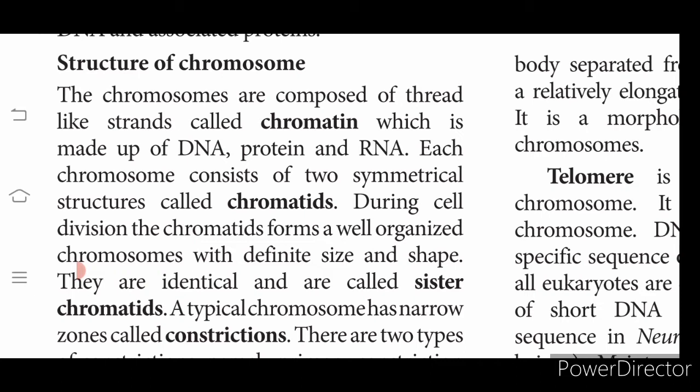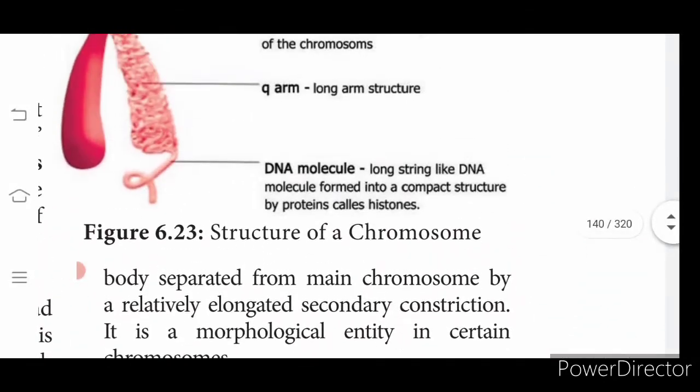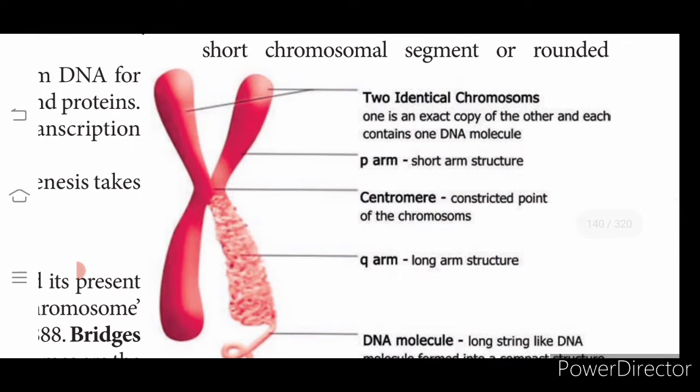The chromosomes are composed of thread-like strands called chromatin, made up of DNA, protein and RNA. They are symmetrical structures. During cell division they divide longitudinally. A chromosome is a thread-like structure, so when you want to cut it longitudinally, you cut from top to bottom, so it is cleaved into two. Then we have a constriction region called the primary constriction, the centromere. You can see here, these two identical chromosomes. One is making an exact copy of the other by longitudinal division.